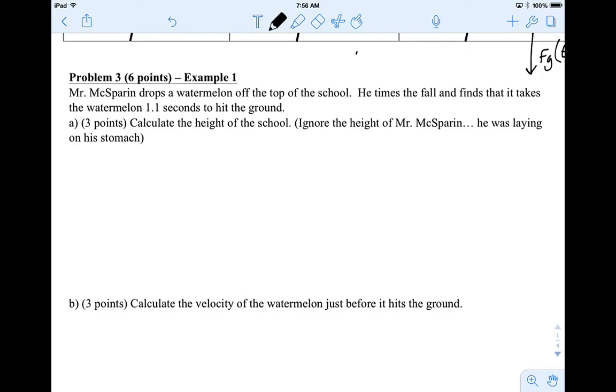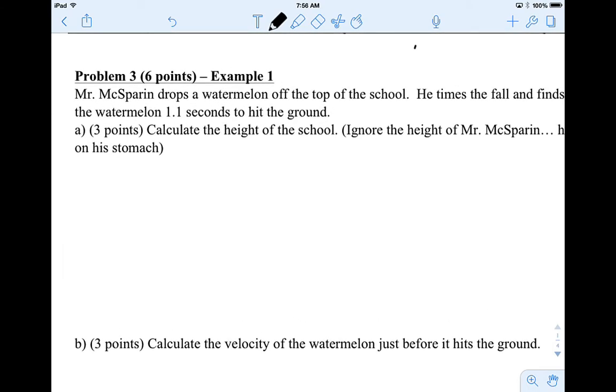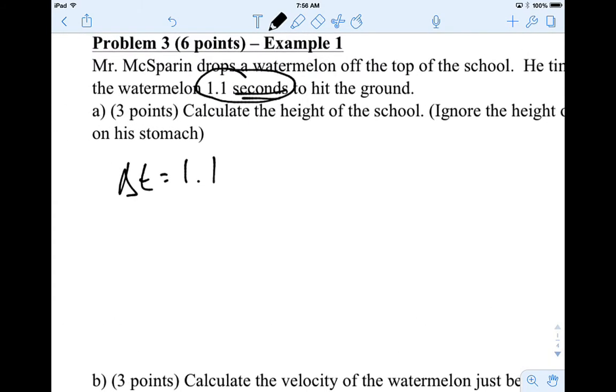So step 1, write it down on your card. Step 1 is to identify what they gave you. So they gave me 1.1 seconds. Well, when I look up on the board, I'm going to see that 1.1 seconds, if it's listed in seconds, that means it has to be delta t. So my delta t is 1.1. Now, they don't give me anything else, but I can decide on what I'm looking for.